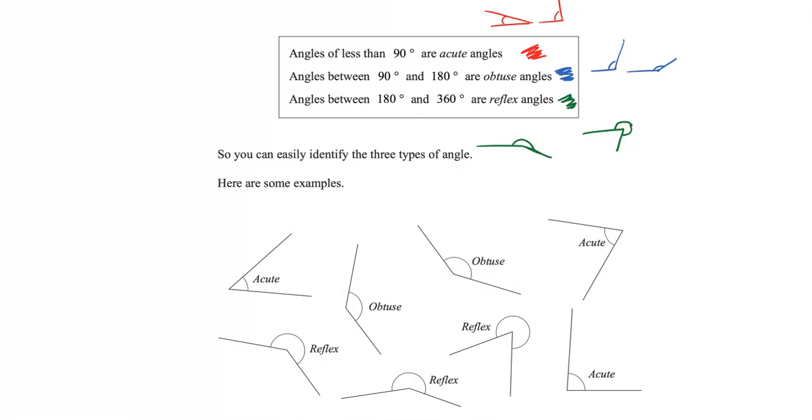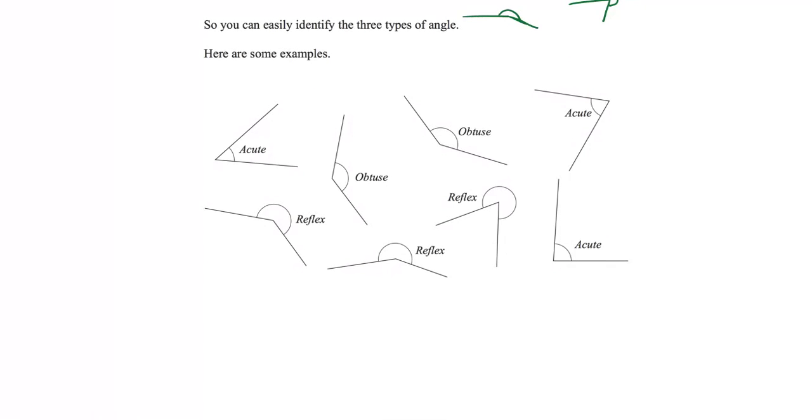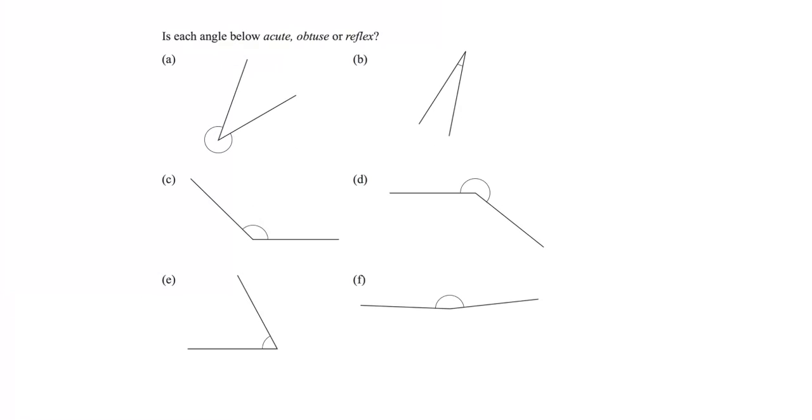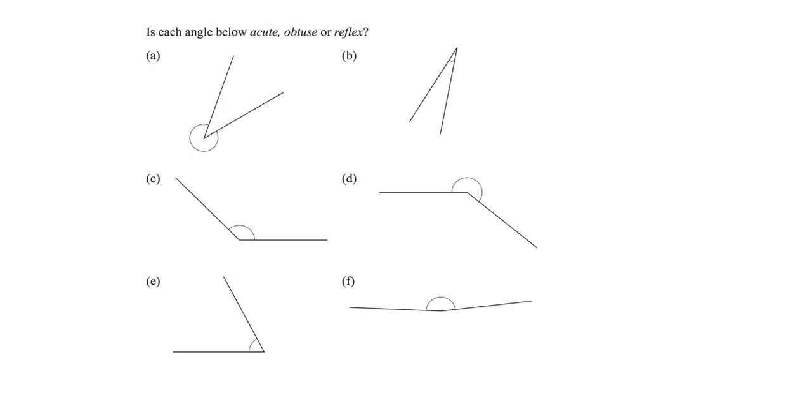So with that in mind, let's just have a quick think about how we can categorize and see if you can follow these examples. So take a look at these on your screen right now. Can you stop and think which ones are acute, which ones are obtuse, and which ones are reflex? So let's deal with A first. Well, A is this clear angle here. It is well past a half turn, so this is a reflex angle.